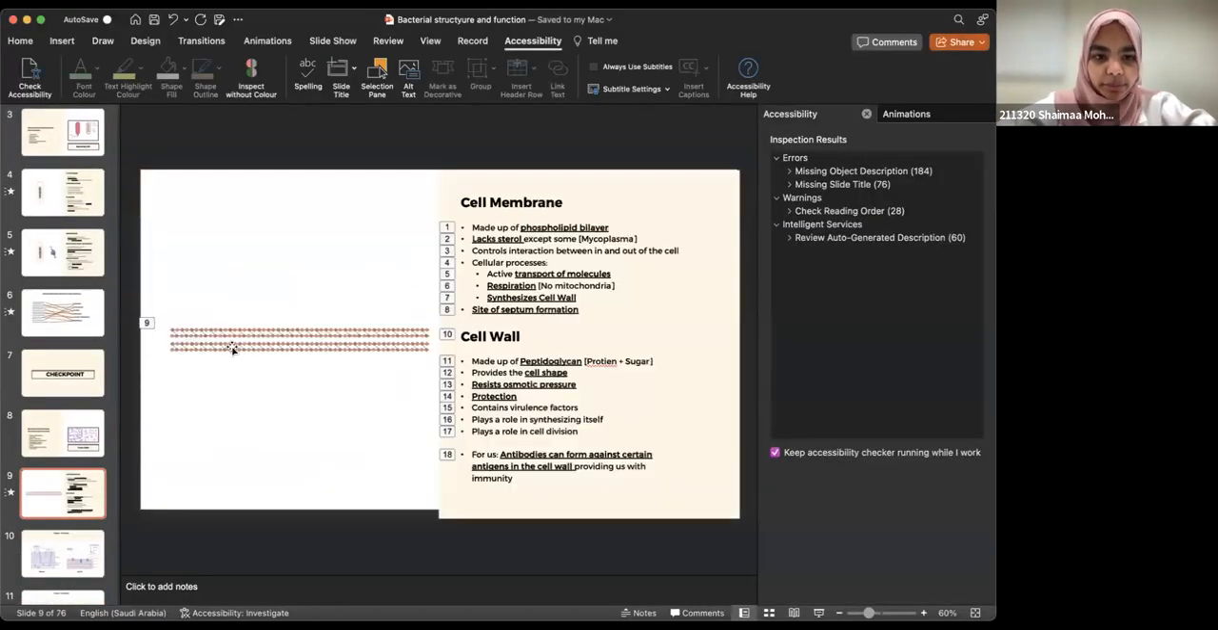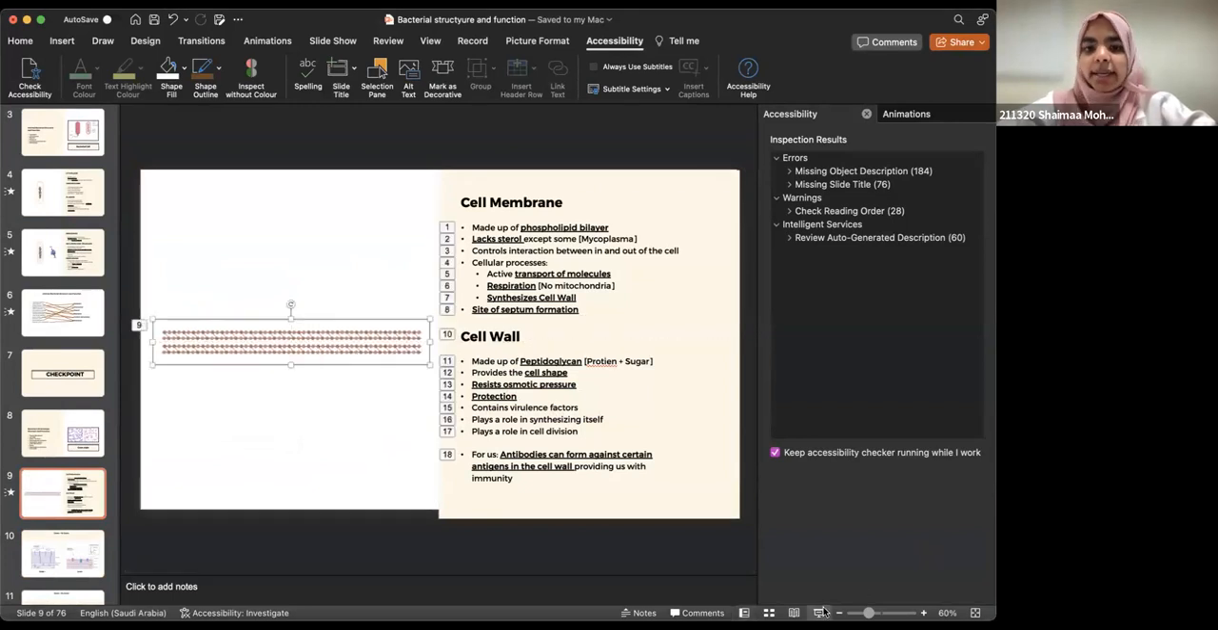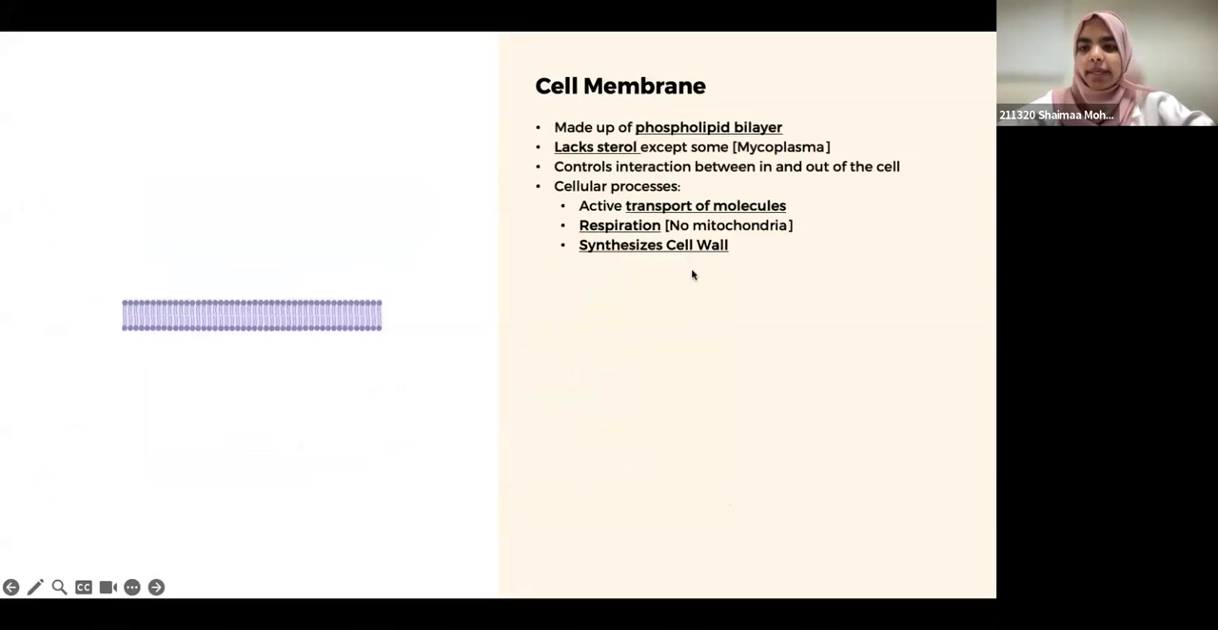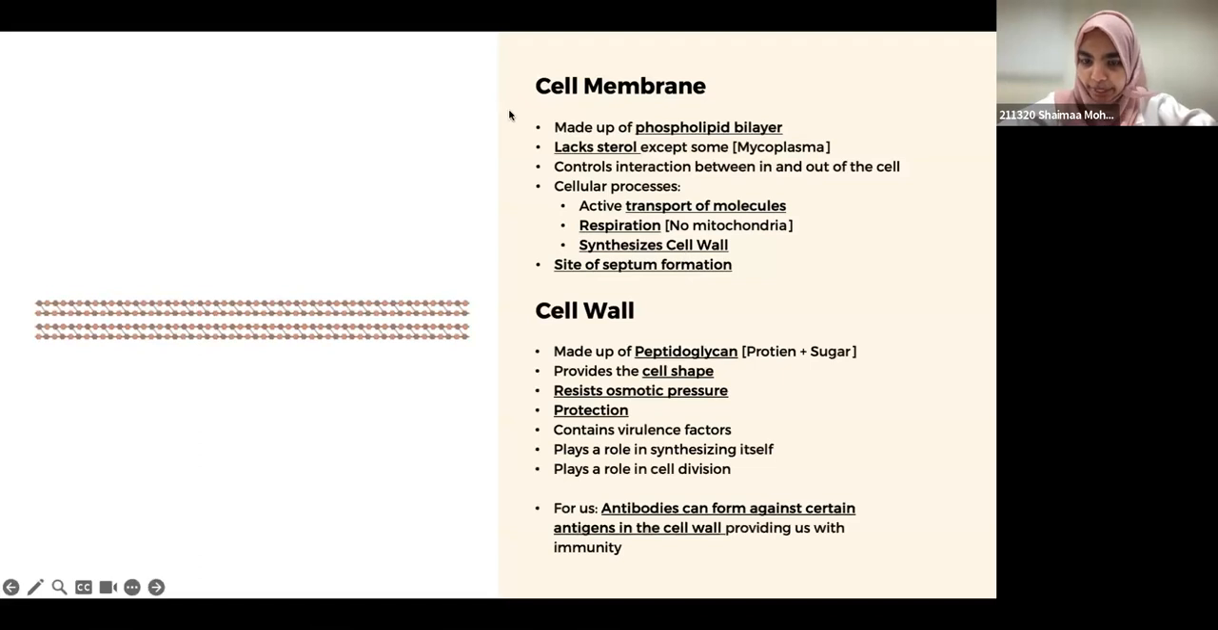Okay. So the cell membrane is made up of phospholipid bilayers. So there are two layers of phospholipid. This is the first layer, and this is the second layer. So it's a phospholipid bilayer. And it doesn't have any sterols. As we said, we, as eukaryotic cells, have sterols like cholesterol in our cell membrane. However, bacterial cells do not have sterols. Most bacteria don't have sterols, except Mycoplasma. This is the exception. Most of the time, they don't have sterols, okay?